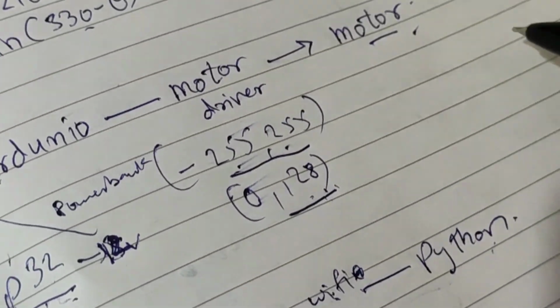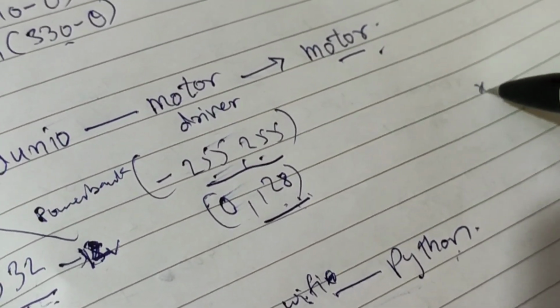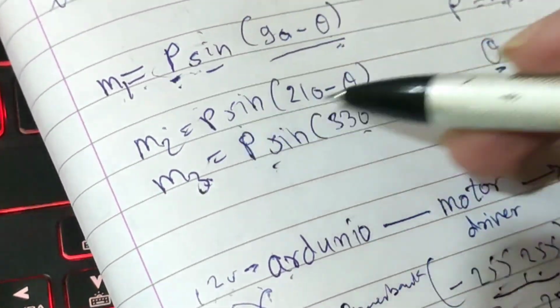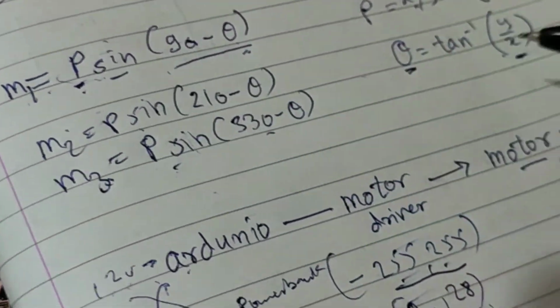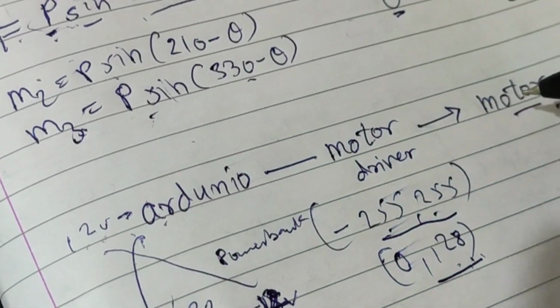So after the detection, these x and y coordinates will be shared here. They are calculated using this magnitude and angle, and this will be shared here, and these values will be sent to our motors.